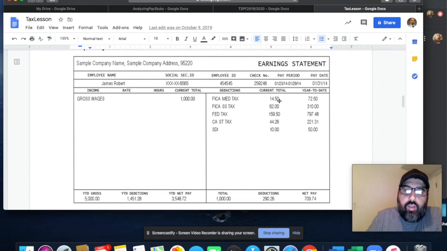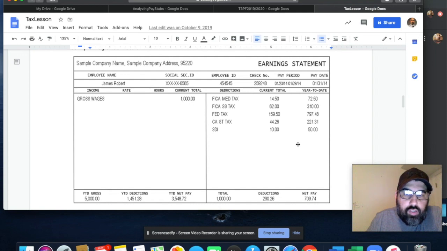Year to date, this is just representing this number times however many weeks that they've had this taken out. I believe it's 5. I think this is their 5th paycheck of the year. And so these numbers would just represent these numbers times 5. Okay, you can look down here, 10 times 5 would be 50. So that's going to be pretty easy math for us to determine how many times they've been paid so far this year. Down at the bottom, year-to-date gross, $5,000. So yeah, this is their 5th paycheck.